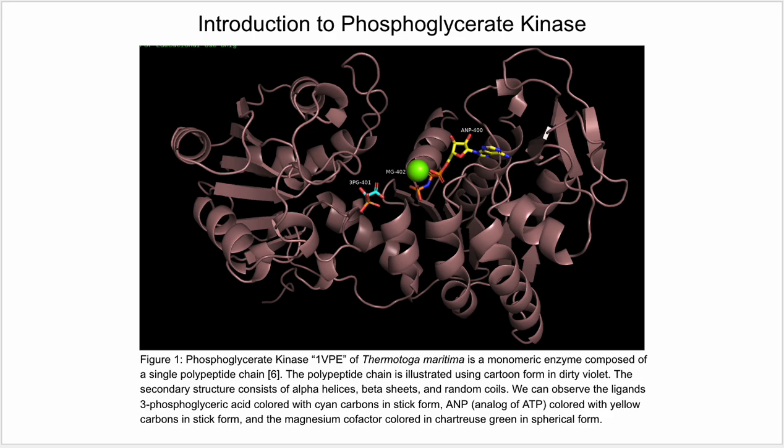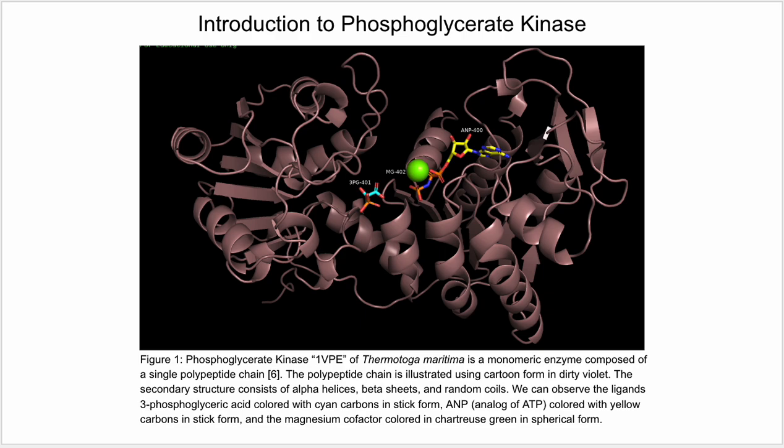The enzyme is composed of alpha helices, beta sheets, and random coils. The structure of phosphoglycerate kinase, named 1-VBE, from Thermotoga maritima was solved by X-ray crystallography using X-ray diffraction. The crystal structure obtained from the Protein Data Bank website does not contain any artifacts stemming from the crystallography process.